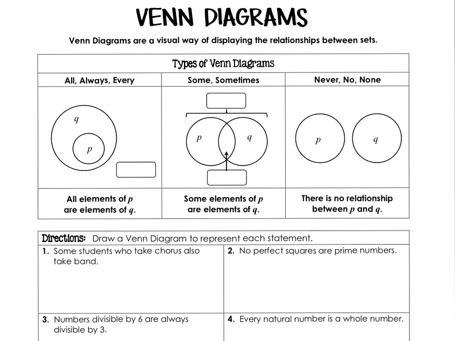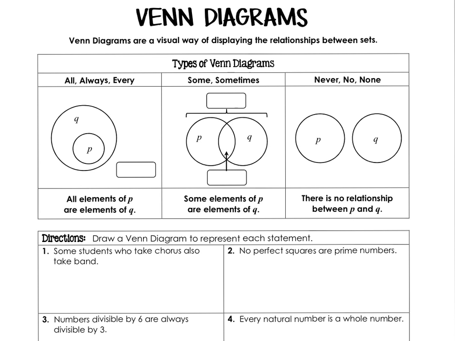In this video, we're going to explore Venn diagrams. Venn diagrams are a visual way of displaying the relationships between different sets and different groups. So, for example, let's look at the top chart here.